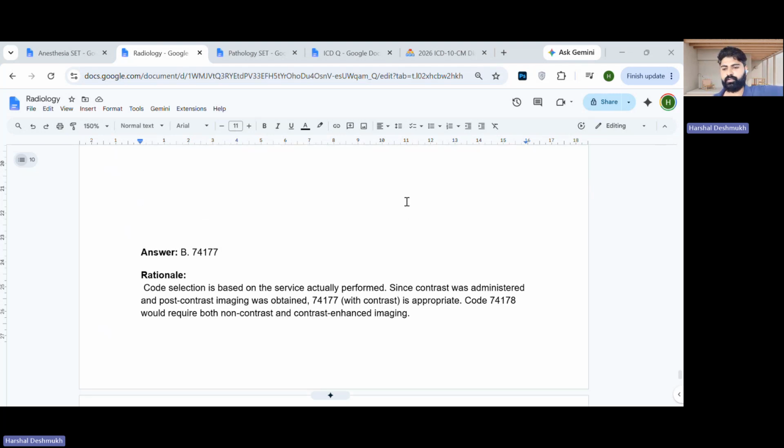The answer to this question is option B, 74177, because the selection is based on the service actually performed. Since contrast was administered and post-contrast imaging was obtained, 77 is appropriate here.